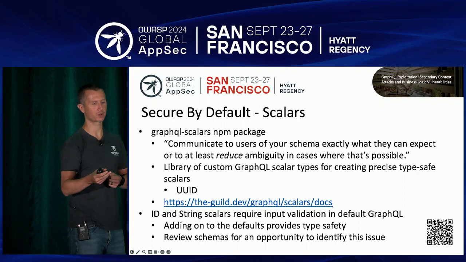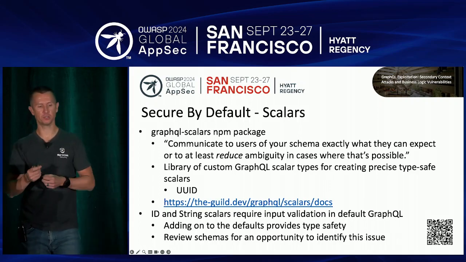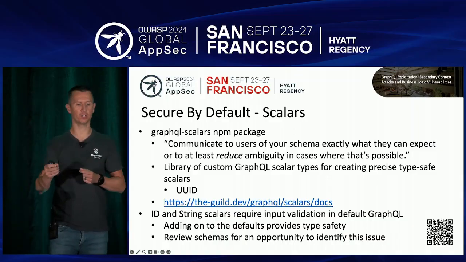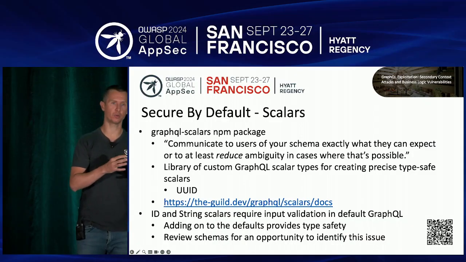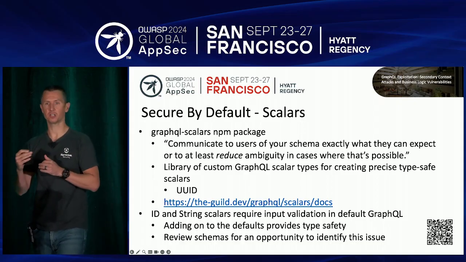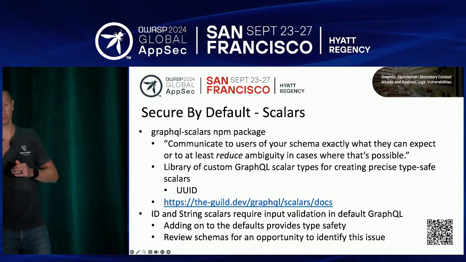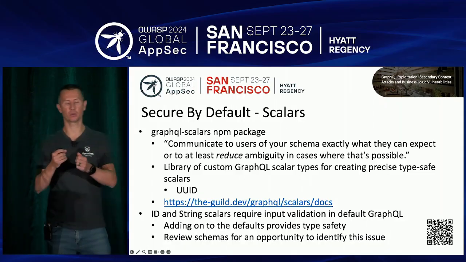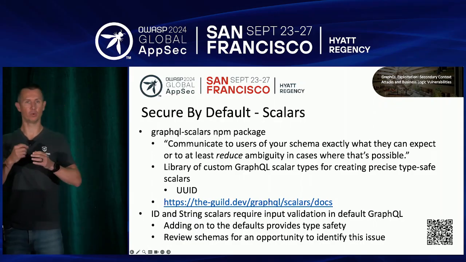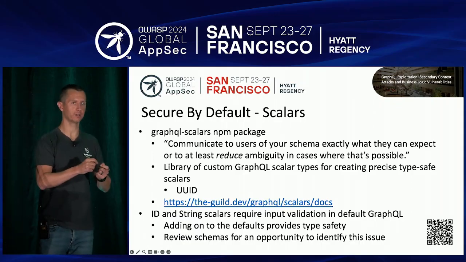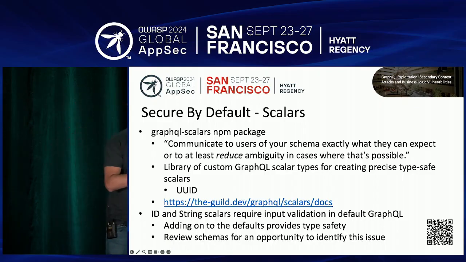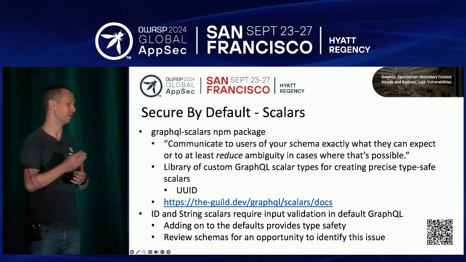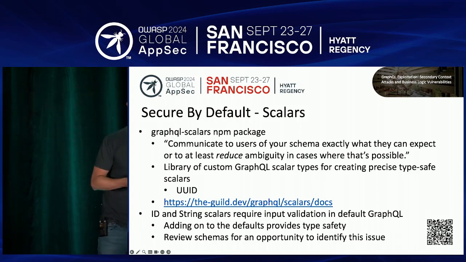I'll read out the way they describe it really quickly, but it communicates to users of your schema exactly what they can expect, or at least reduces ambiguity in cases where that's possible. So it's a library of custom GraphQL scalars for creating precise type-safe scalars. So instead of using an ID, it creates a UUID scalar, so that when you're creating the schema, you use the UUID scalar, and then validation happens in GraphQL, and no secondary validation needs to fall into the REST API category. It's like guardrails for the development.